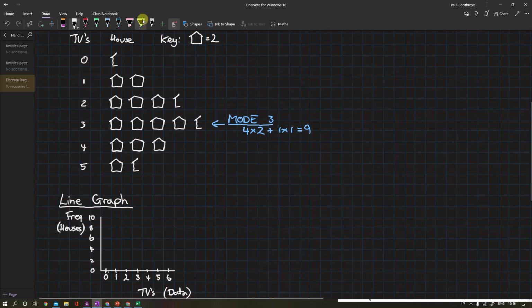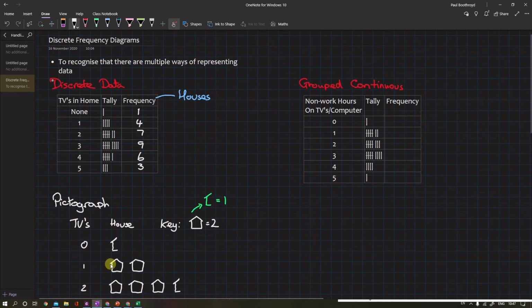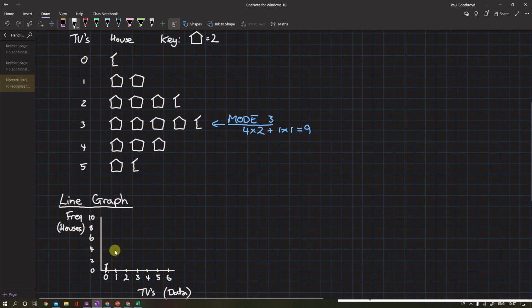So we now can draw in the lines. We have one house that has no television. We have 4 houses with 1. We have 7 houses which have 2. 9 houses with 3. 6 houses with 4. 3 houses with 5. And none with 6. Now that's the line graph version.